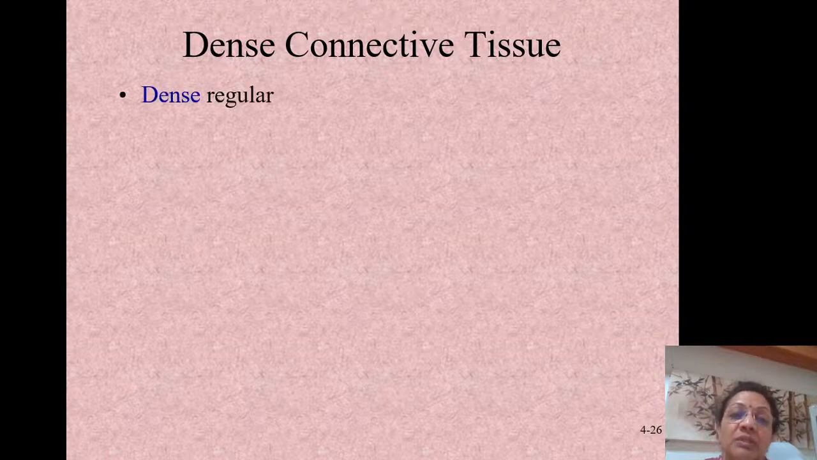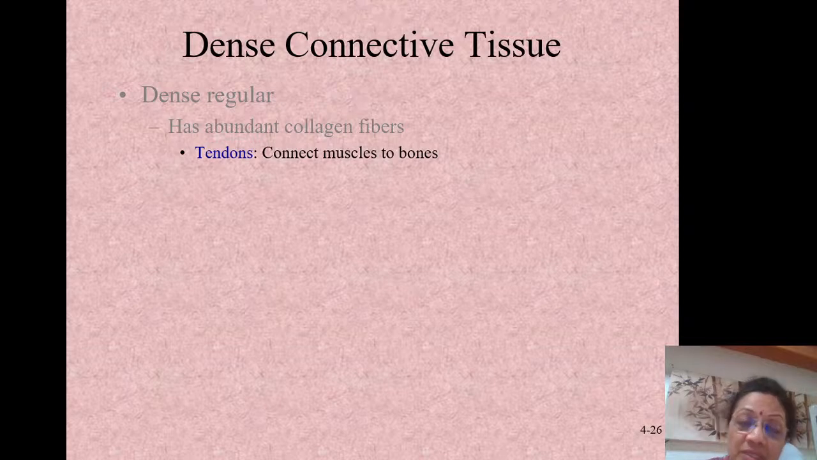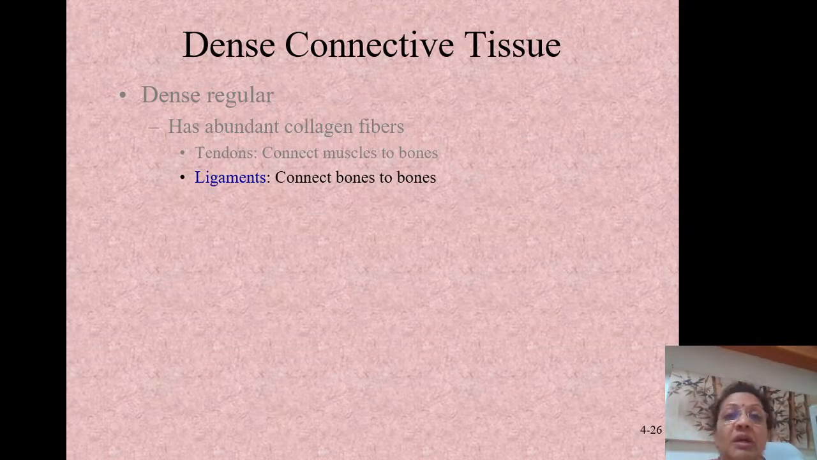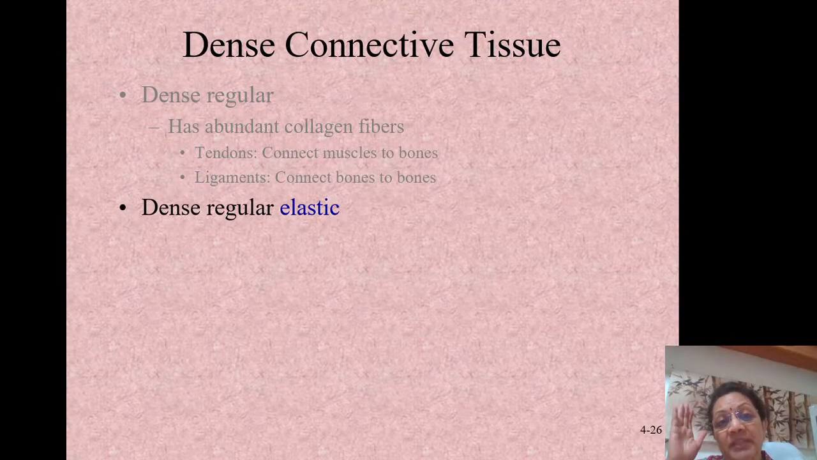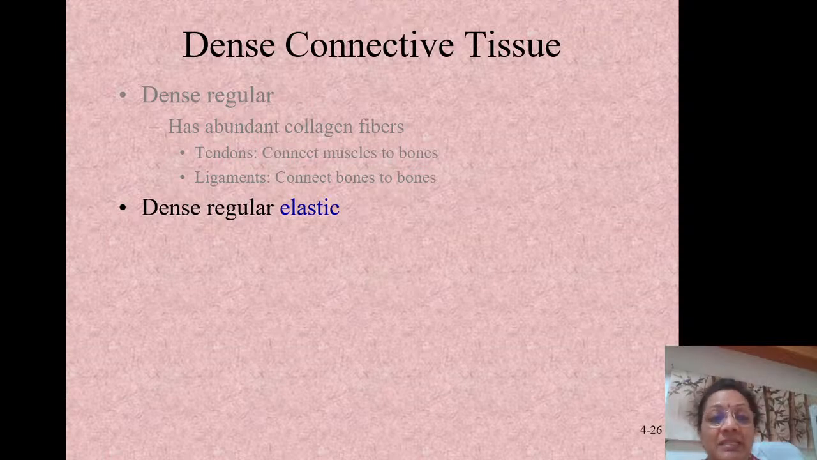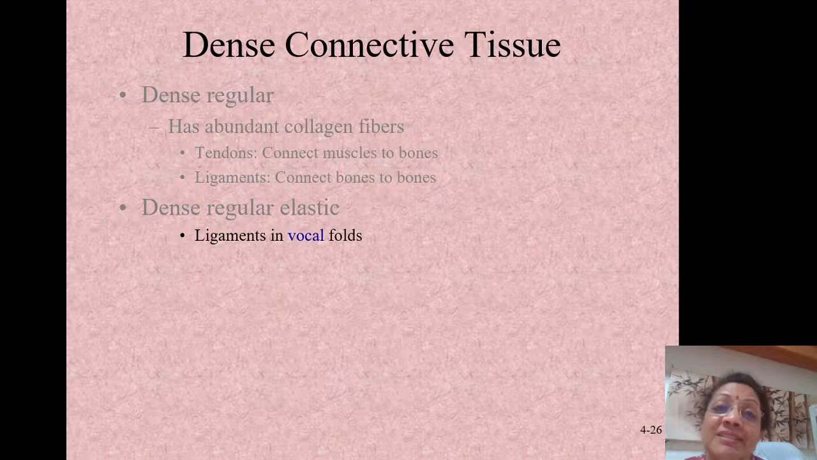Dense connective tissue is regularly organized or arranged as abundant collagen fibers. One example, like I already mentioned, is a tendon, which connects muscles to bones. Another example is ligament, which connects bones to bones. So we saw an example of loose areolar connective tissue. Then we said dense regular connective tissue. Examples are tendons and ligaments. Dense regular elastic tissue: one example is your vocal cords, because it's a very elastic cord, which has to keep coming back to its original shape.